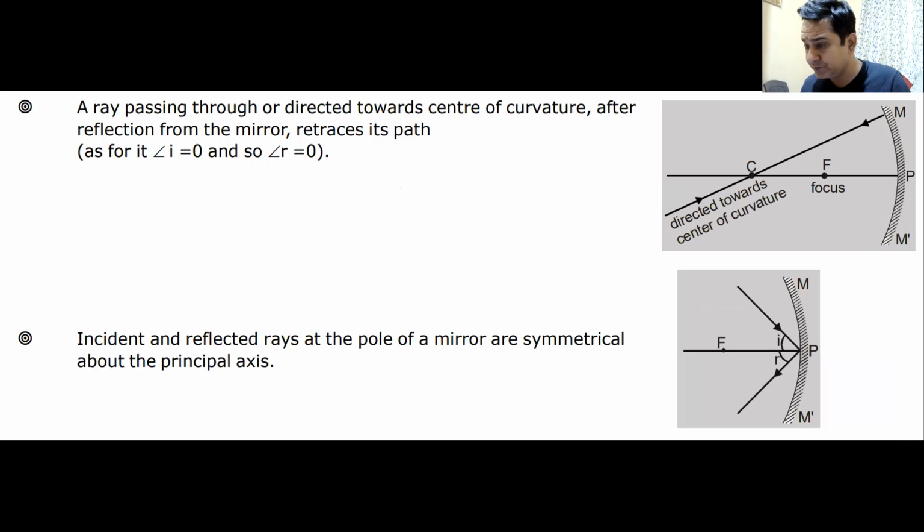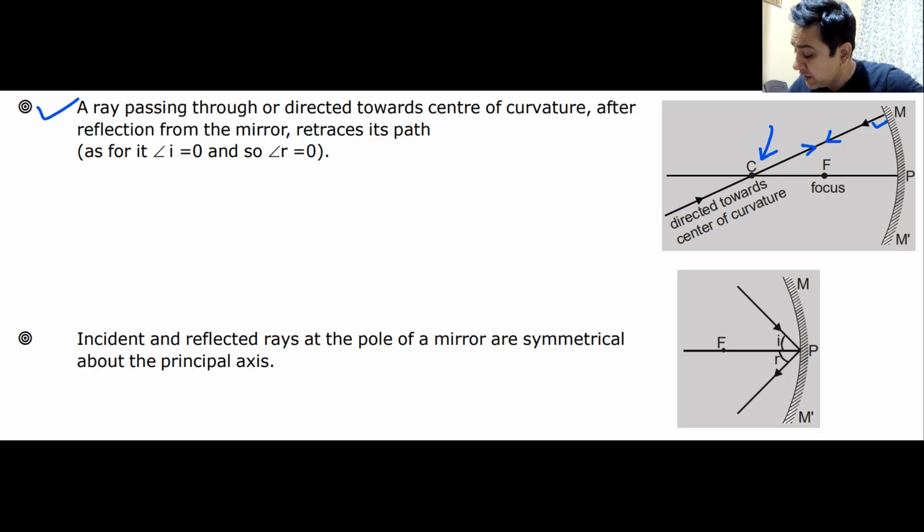Then we come to these two, and we have already discussed this. A ray which passes through the center of curvature will always fall at 90 degrees. That means its angle of incidence would be 0. Its angle of reflection would also be 0. So it will retrace its path. Did we discuss this, yes or no? Yes, sir. A ray which passes through the center of curvature will always fall normally, perpendicularly. Angle of incidence is 0, so it will retrace its path. That is your ray number 3.